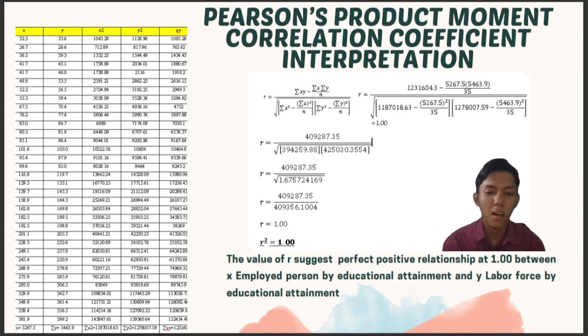and lastly we get R is 1.0. The conclusion is that the value of R suggests a positive relationship at 1.0 between X, which is the employed person by educational attainment, and Y, the labor force by educational attainment. And I think that's all from me. Thank you, and I will give it to the next presenter.